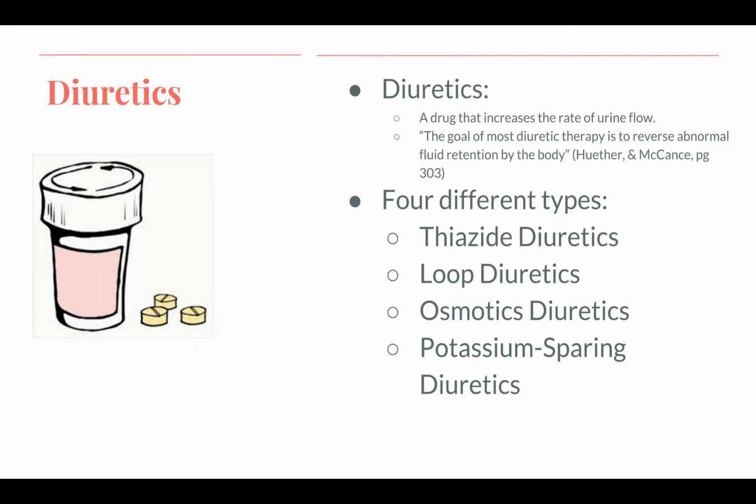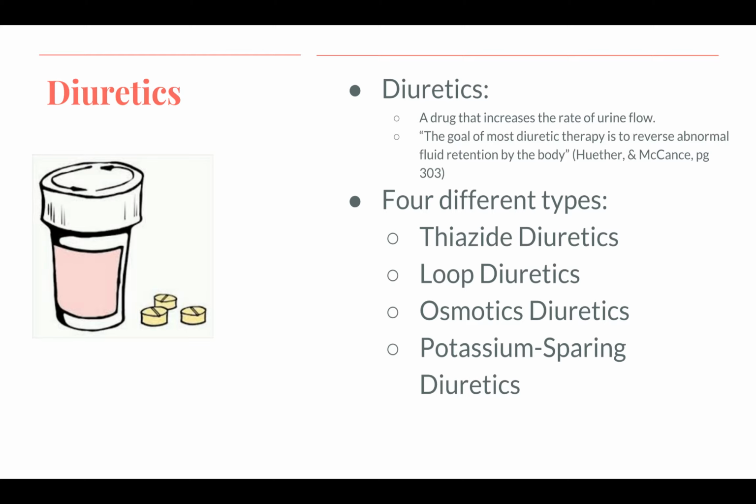The first is thiazide diuretics, which act by blocking the sodium ion in the distal tubule of the kidney. They increase the excretion of potassium. The next, loop diuretics, act on the ascending limb of the loop of Henle. They block the reabsorption of sodium, chloride, and water. They also increase the excretion of potassium.